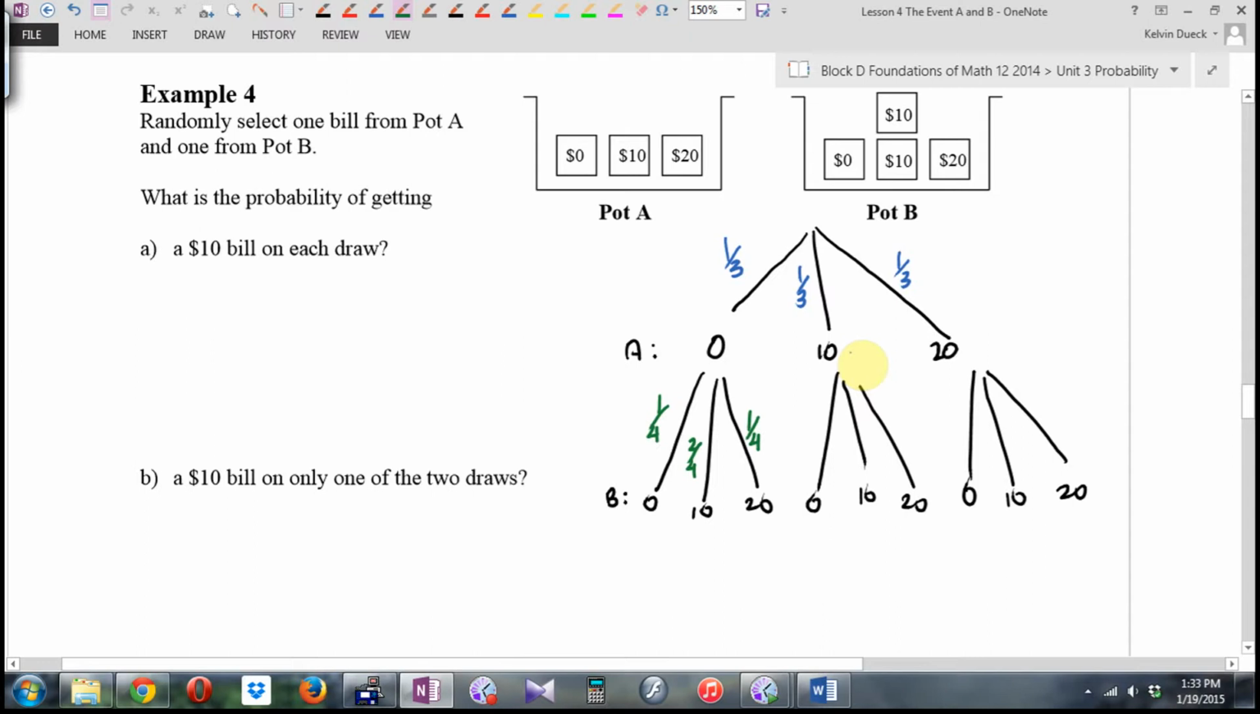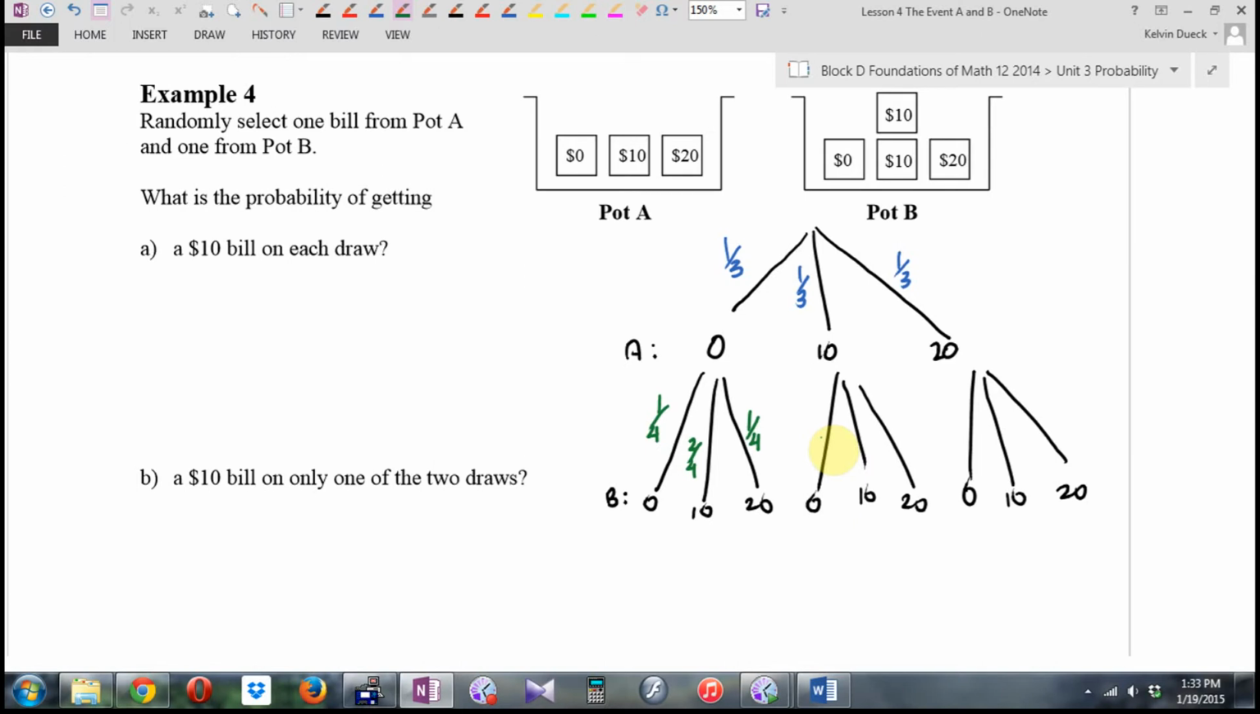Given that I got a 10, what's the probability of getting a 0 from pot B? Yeah. There's my 2 10s. See it? This time I'm weighting the branches. Now, I could have done 4 branches, each of the same weight, but I said now I can put the actual probabilities as measurements on each branch, and it's way less work. Is that okay?